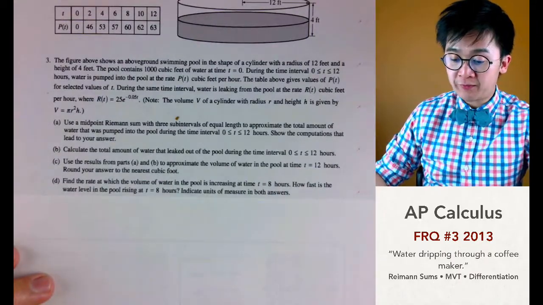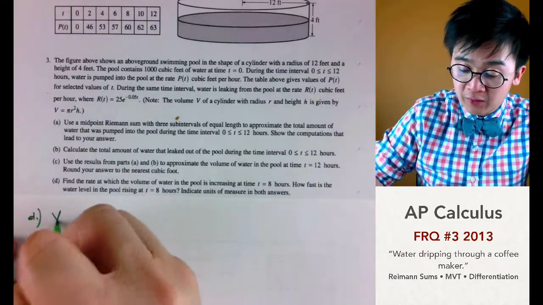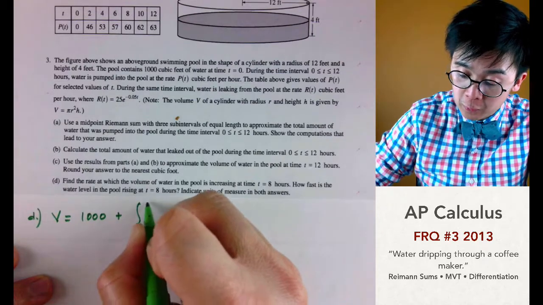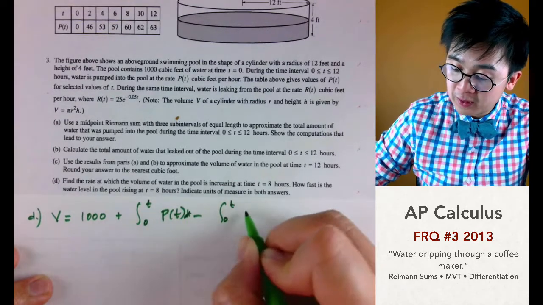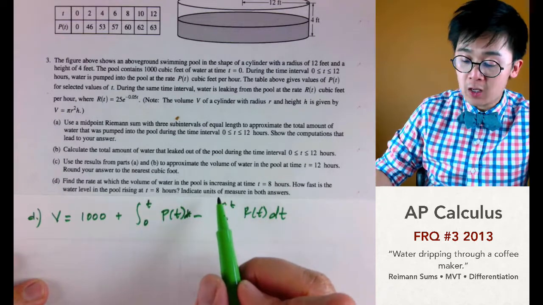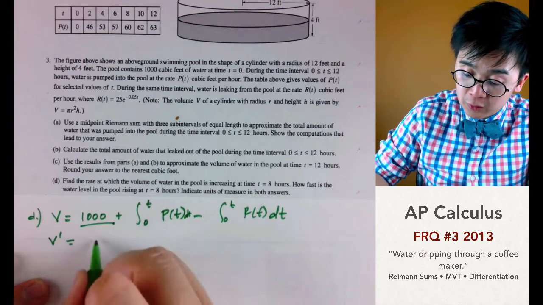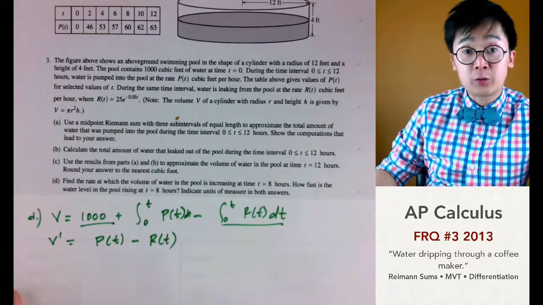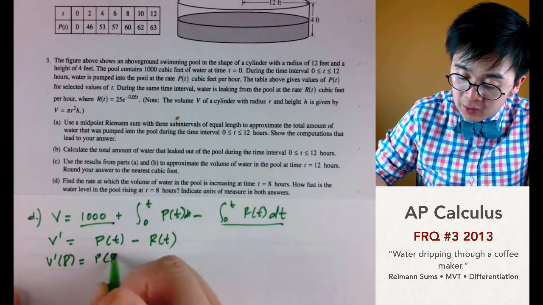Problem letter D, we're going to be finding the rate at which the volume of water in the pool is increasing at t equals 8. So we're going to be using the formula for our volume a while ago, which is 1000 plus the integral from 0 through t of P of t dt, minus the integral from 0 through t of R of t dt. And since we're looking for the rate at which the volume of the water is increasing, we need to find the derivative of V, which is V prime equals, this will turn into 0 and this will turn into P of t minus this one is going to be R of t by using the fundamental theorem of calculus.